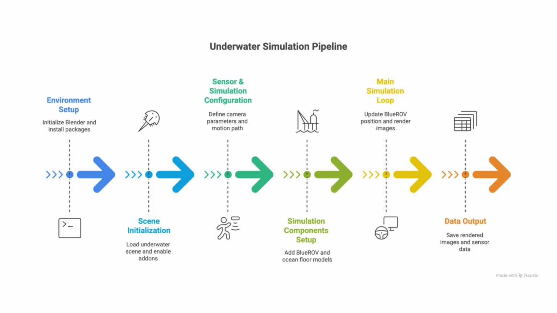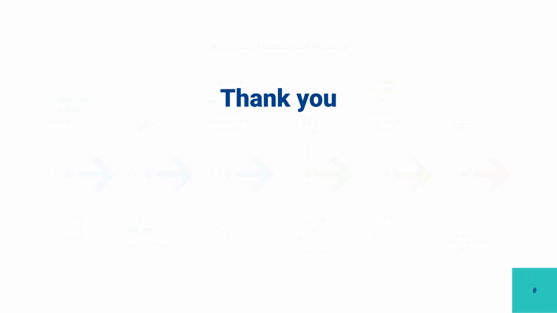We begin with the environment setup, initializing Blender and required packages. Then we move to scene initialization, where the underwater landscape and add-ons are loaded. Next, in sensor and simulation configuration, we define the cameras, motion paths, and other parameters. After that, the simulation component setup integrates the Blue Rove and seabed models. The system then enters the main simulation loop, where the Blue Rove moves, sensors update, and images are rendered. Finally, all this is exported in the data output stage, giving us rendered images, pose data, and sensor logs for downstream AI training and analysis.